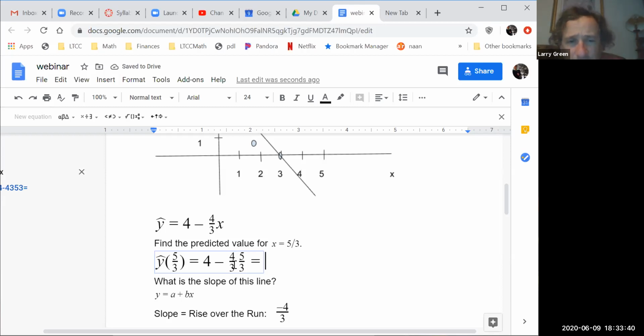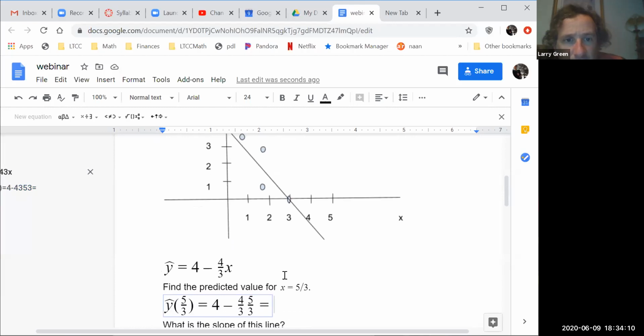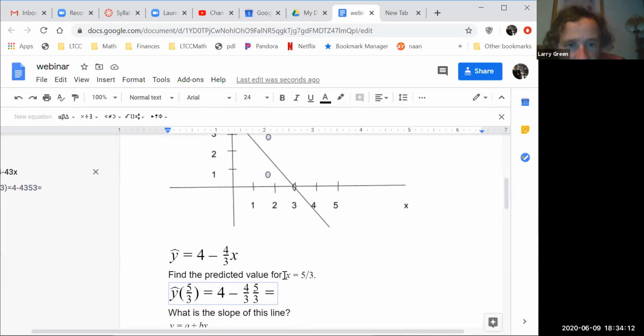What's 4/3 times 5/3? Okay, that's 20/3. And notice 4 is 12/3. So 12/3 minus 20/3 is -8/3. Any questions on that? Is that right? There's a mistake here, I think. Let's double check.